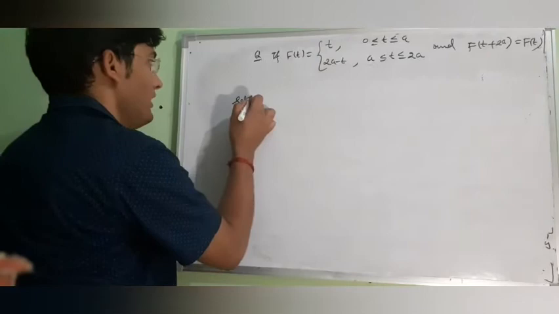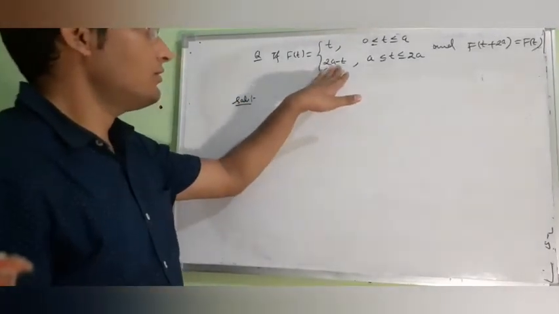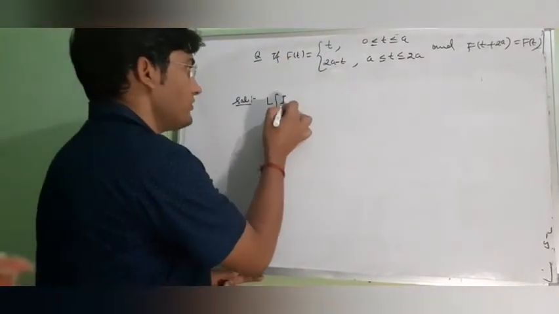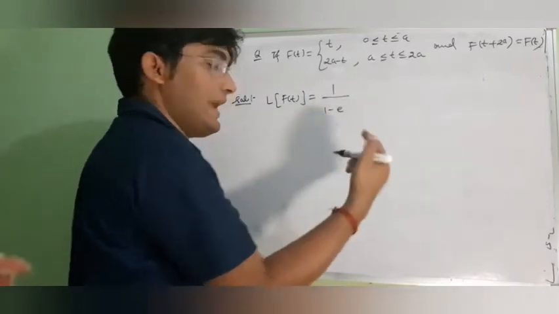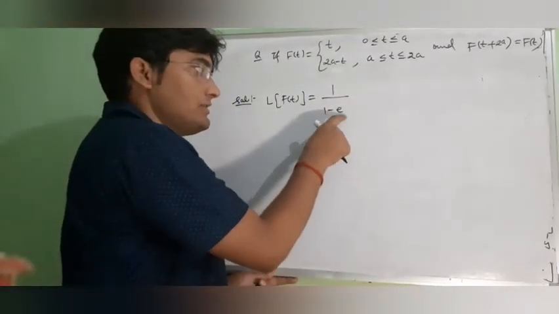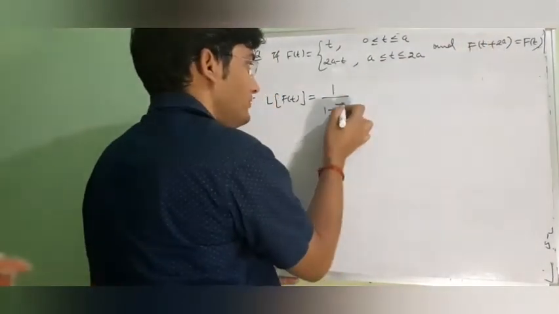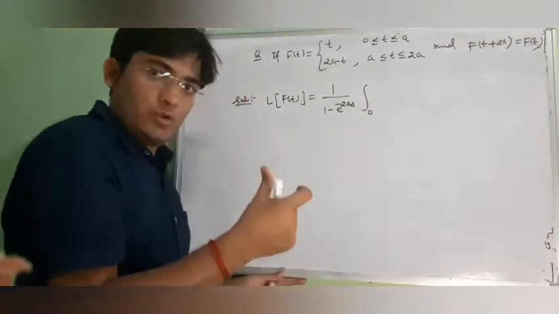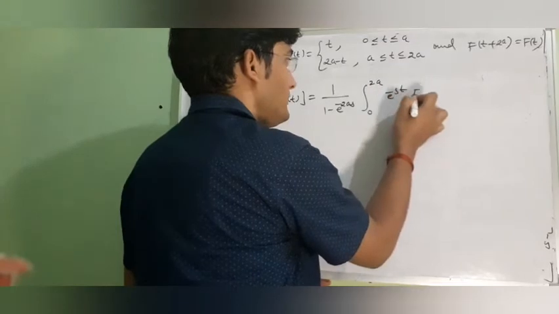Solution: as the function is periodic, so we will use the definition of periodic function, and the Laplace of periodic function is equal to 1 upon 1 minus e to the power minus as, where a is the period. Now we have period as 2a, so this will be your 2a. And then limits from 0 to a, where a was the period. So this will be 0 to 2a, e to the power minus st, f(t), dt.